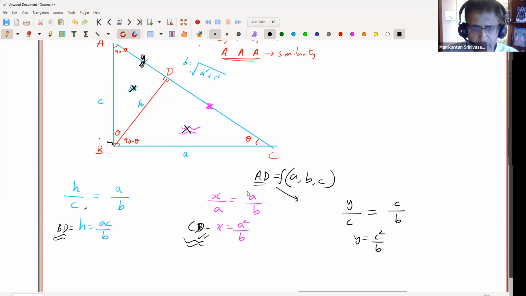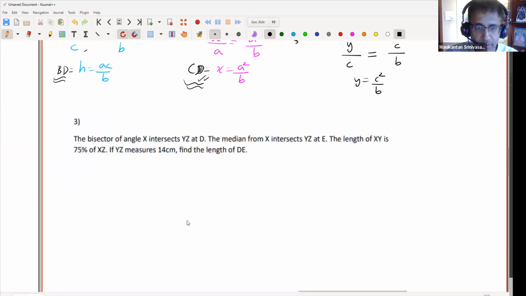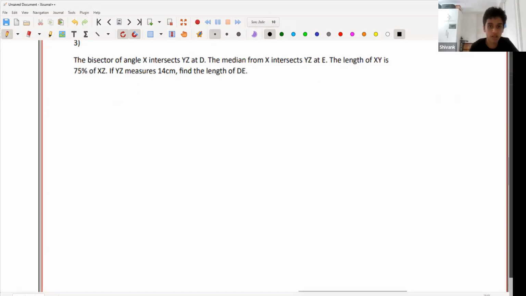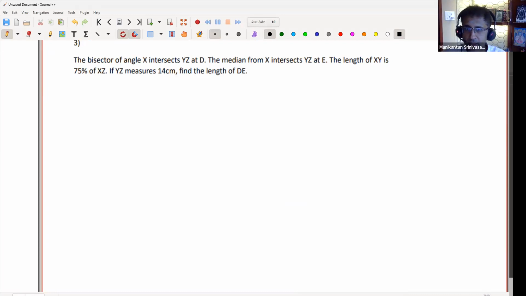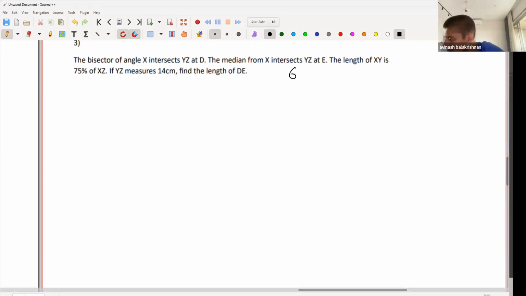Okay. So that was question 2. Question 3. Shivank, were you able to do this one? The bisector of angle X... Yes, I'm not sure, but I got 6 centimeters. Okay. Anyone got 6 or something else? I got 1. Okay. Even I got 1.